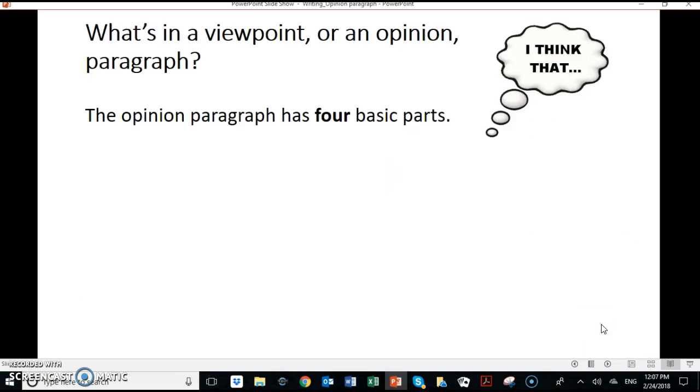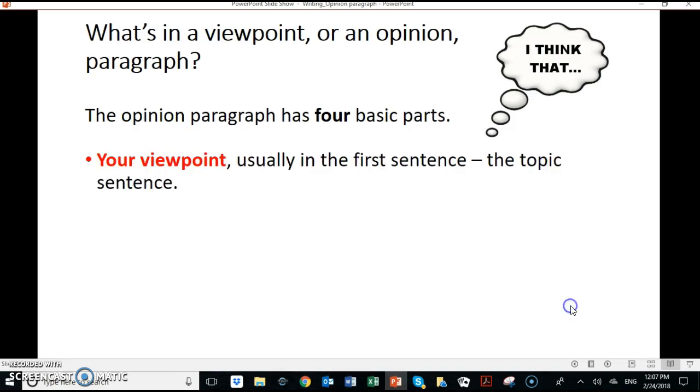So first of all, an opinion paragraph has basically 4 parts. The first is your viewpoint, what you think, your opinion, and this is usually stated in the first sentence, in what we call the topic sentence. It's the main idea of the paragraph.